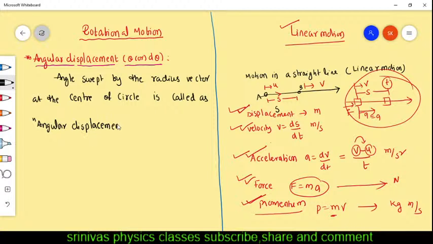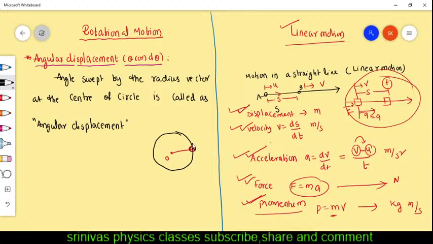Now I will draw the diagram for the angular displacement. This is a circle. You see very carefully, and if you get any doubt, you can ask me. Take one point, this is the center of the circle. Join the center and one object. There is some object here, and that object is moving along the circle.